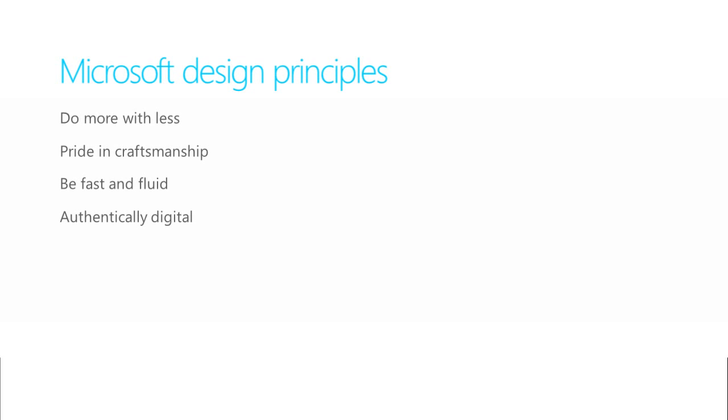Authentically digital. Be connected and alive with live tiles and notifications and roam to the cloud. Win as one. Use contracts to work together with other apps to complete scenarios. These principles form a framework when you are making decisions around the flow and interactions of your app. To learn more about each of the above topics, see the additional reference links here.